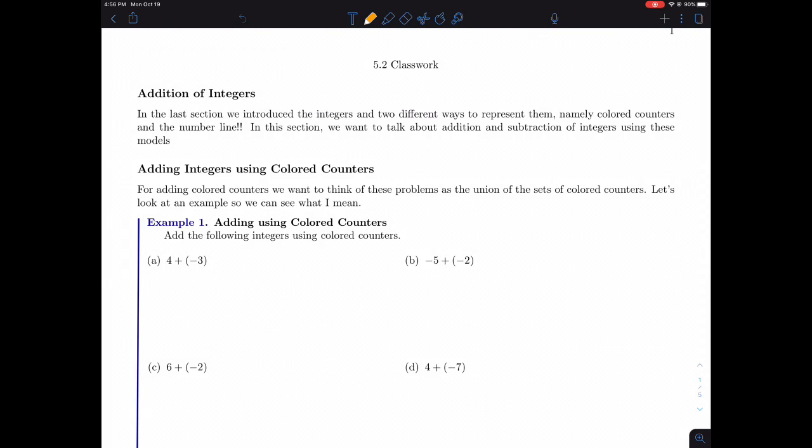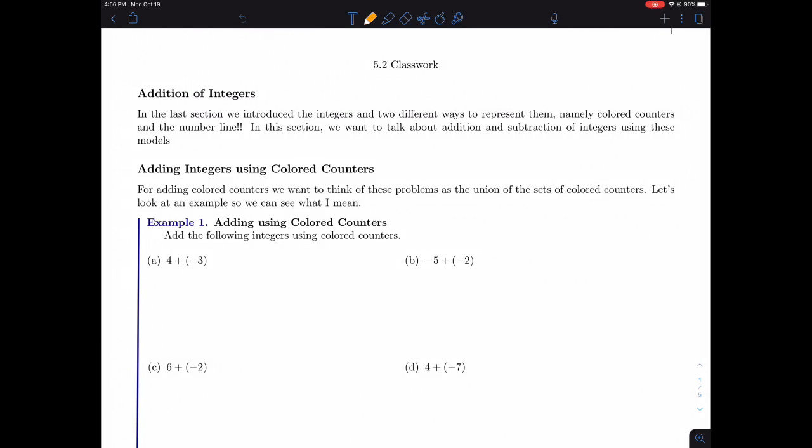All right. Well, hopefully everybody did really well with the number line, colored counters, absolute value, opposite, negatives, all that good stuff. And so now we're ready to move on to addition and subtraction of integers. And so again, what we're going to do is use two different techniques to talk about this. So we're going to use the colored counters and the number line.